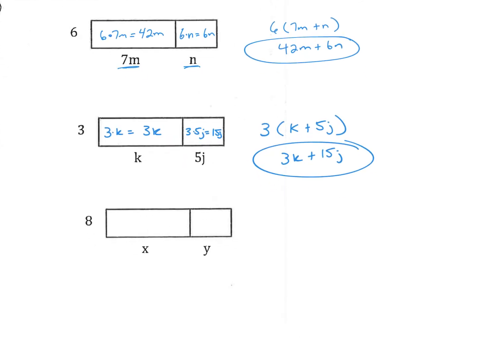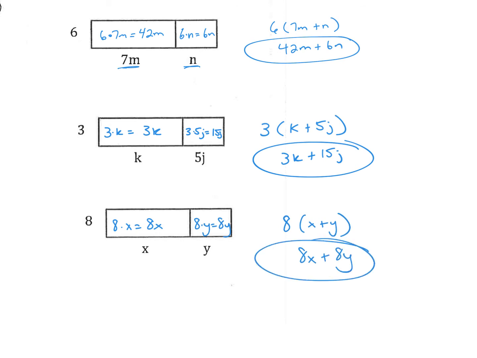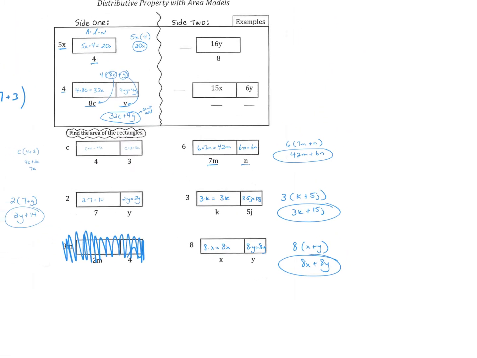Okay, last one. I have 8 times (x plus y). So this one I'm going to do 8 times x to get 8x. And then this one is 8 times y to get 8y. And then I write them as a sum, 8x plus 8y. So that is using the area model to distribute.